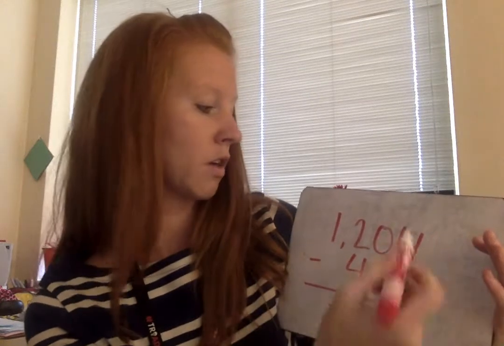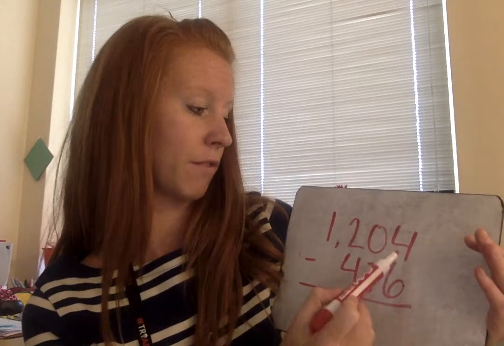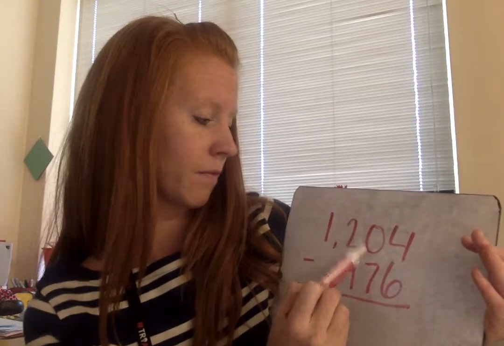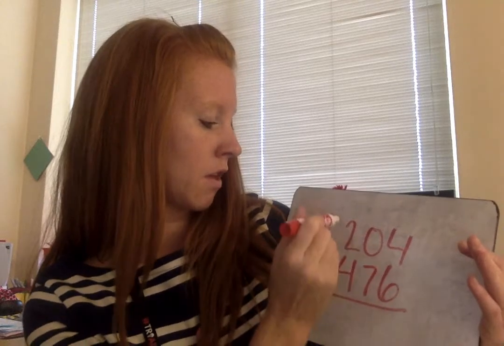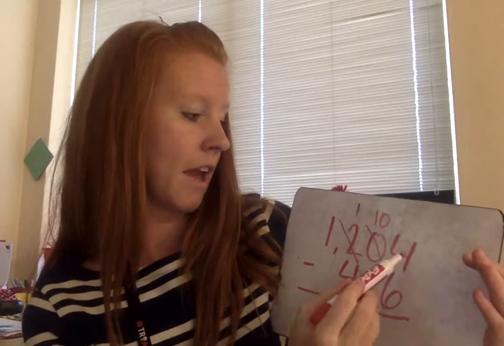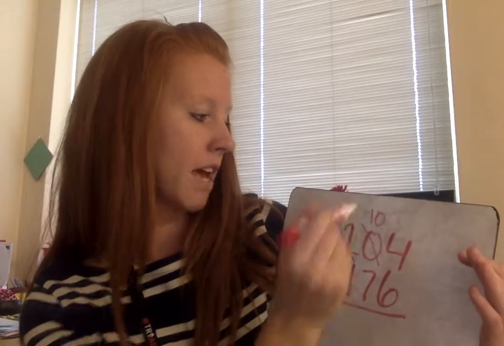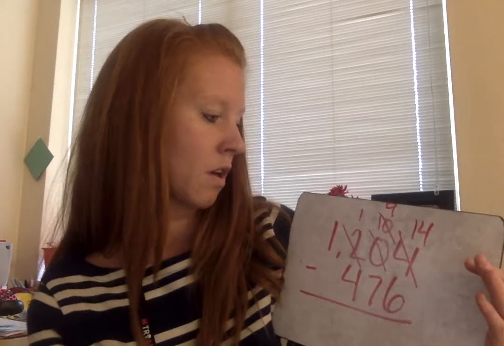Start in the ones place, 4 take away 6. Can you do that? Nope. So you're going to have to regroup. Look to the 0. Can you regroup from a 0? Nope. So look to the next place. The 2 becomes a 1, and the 0 becomes a 10. Now the 4 can borrow from the 10 to make it a 9, and the 4 becomes a 14.